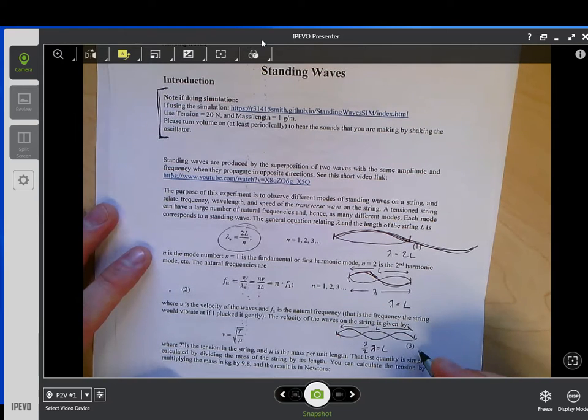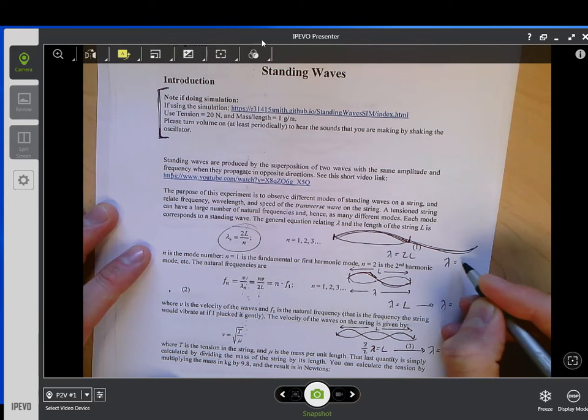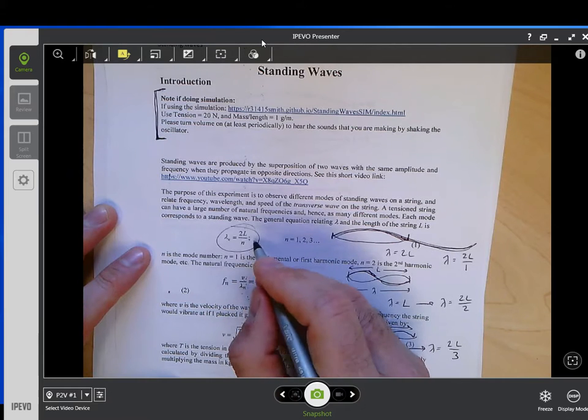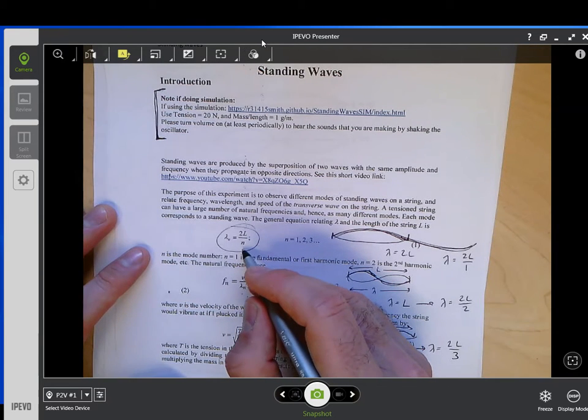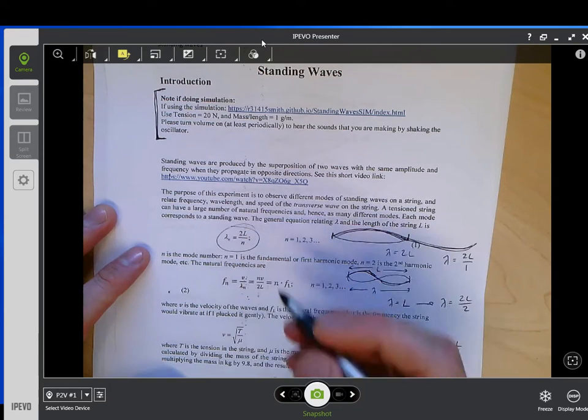So in this case, you can see that 3/2 of a wavelength equals L, or in other words, wavelength is equal to 2L over 3. Notice that this is like wavelength equals 2L over 2, and this is like wavelength equals 2L over 1. So here we have a 1, 2, and then a 3. It's just like this formula over here. So if you have a mode number 5, you just do 2L over 5. If you have a mode number 17, it'll be 2L over 17, etc.